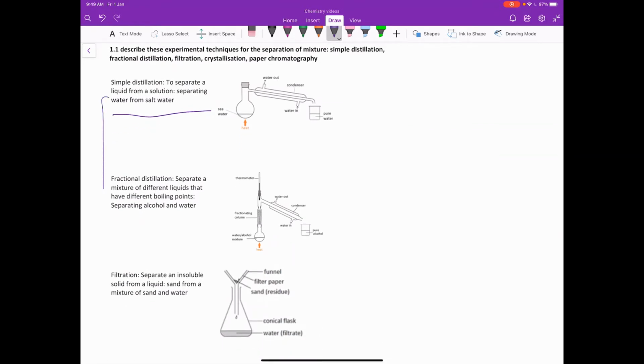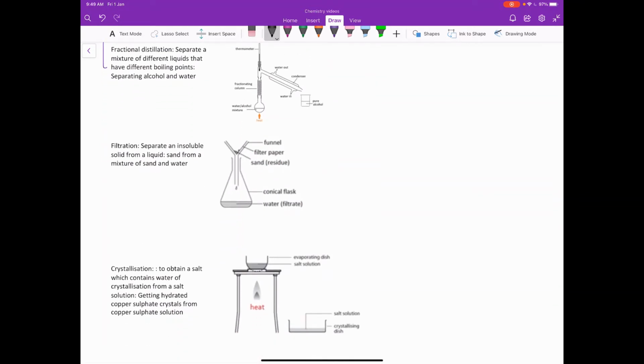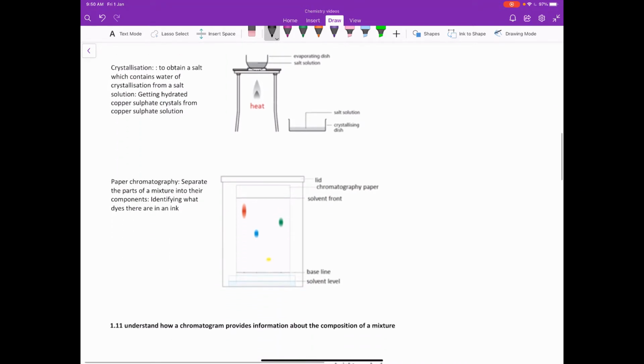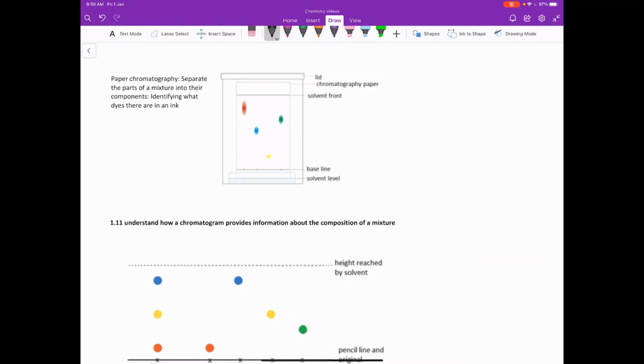To distinguish these two, simple distillation is when the melting and boiling points are very different, whilst fractional distillation is when the melting or boiling points are very similar to each other. Filtration, crystallization, and paper chromatography.